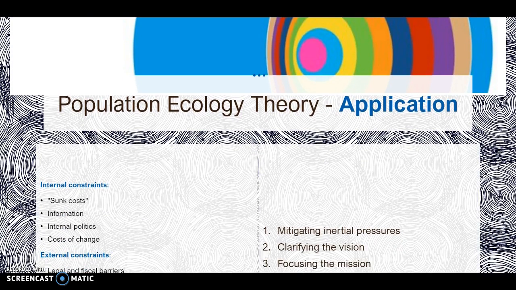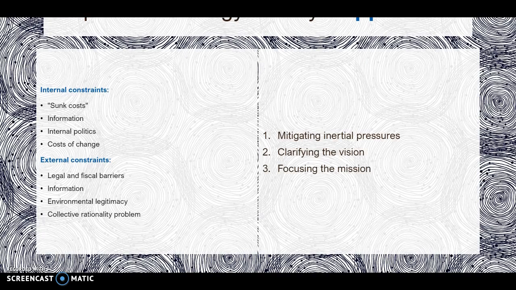Inertial pressures arise from both internal structural arrangements and external environmental constraints. Internal constraints could include investments in buildings, equipment, and personnel. It could be the limit and flow of reliable information, internal politics, or resistance to and costs of adapting to environmental changes. External constraints include legal and fiscal barriers to entry and exit from markets, information constraints, obtaining legitimacy from the social environment, and the collective rationality problem where not all people make rational decisions at all times.